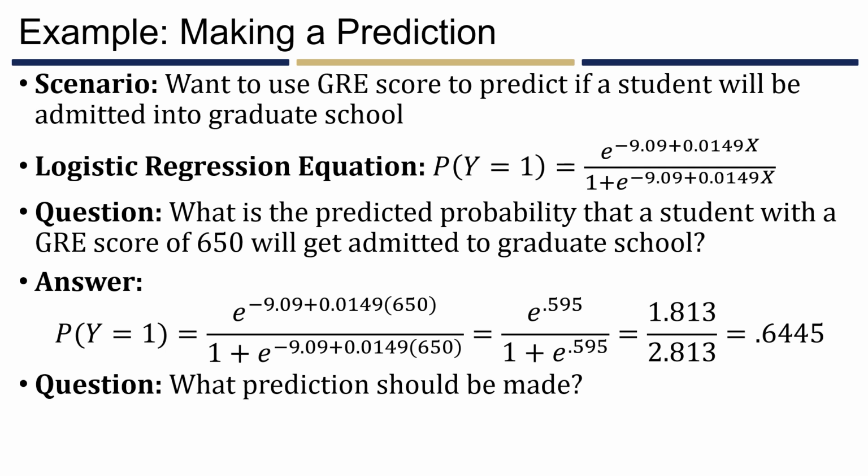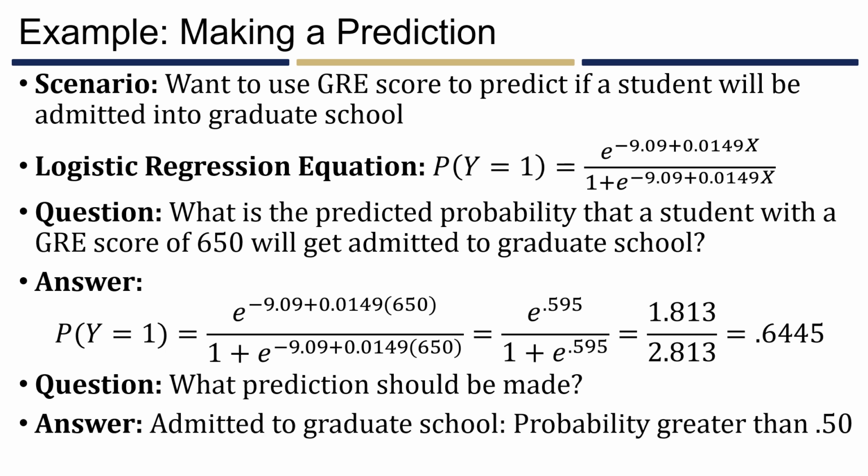Now, what we can do is take this probability and make a prediction. Because this predicted probability is greater than 0.5, we would predict that this student is going to be admitted into graduate school. So the way you can think about this is that there are two parts to logistic regression. One gives you an exact predicted probability. The other is the prediction that you make. Is it going to be a success or is it going to be a failure? 0.5 is typically the cutoff that we use in order to separate the successes from the failures.